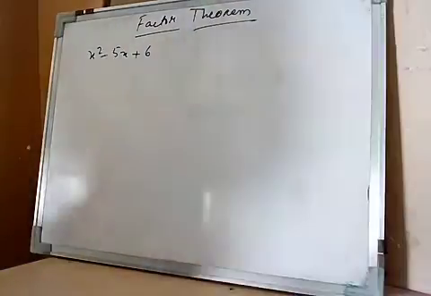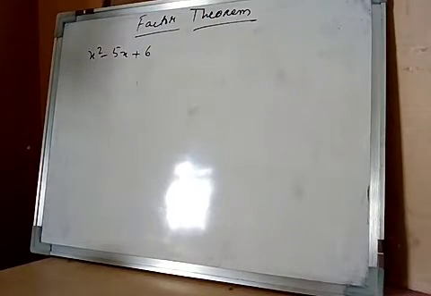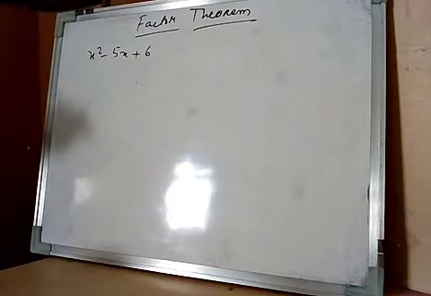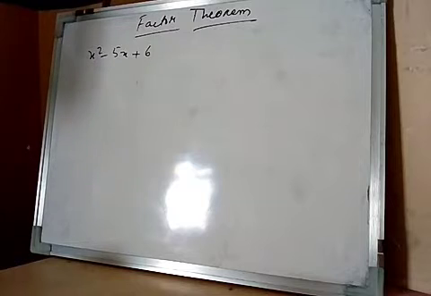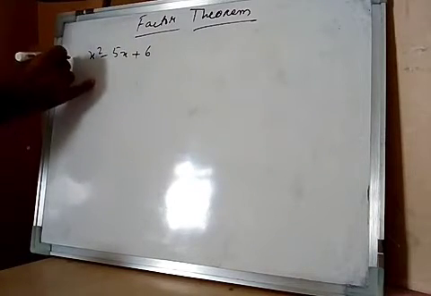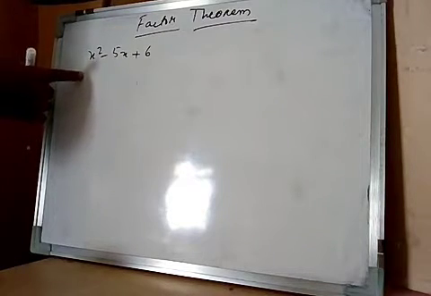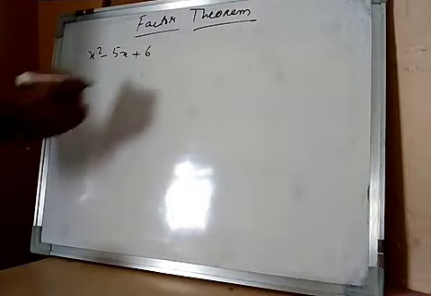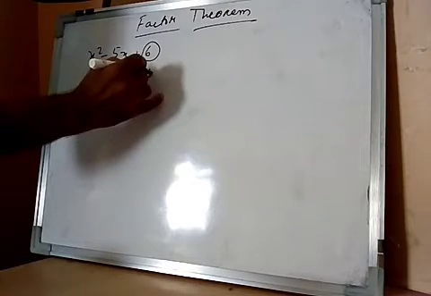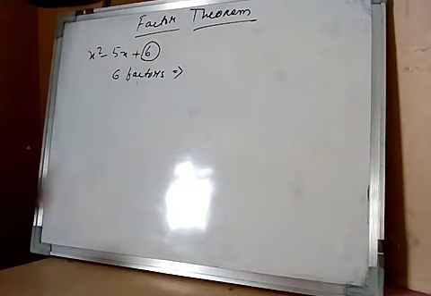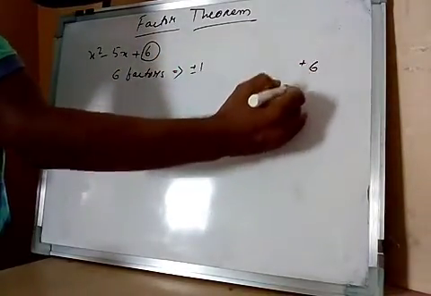Here we will factorize x square minus 5x plus 6 by using the factor theorem. You know, the factor theorem says that if x minus a is a factor of this polynomial, then p of a will be 0. Now here the degree is 2, that means it is a quadratic, right? So here we can take the constant term, that is 6, and the factors of 6 will be 1 and 6, that means it may be plus 1 or minus 1, plus 6 or minus 6.